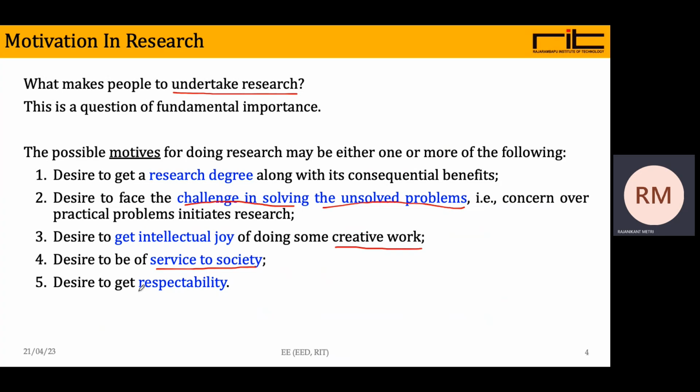And then the last one is to get respectability. When someone performs some kind of research, he gets recognition and appreciation. Along with that, he or she gets respectability in society. So these are some of the motivations, and for any researcher, one of these motivations will be there. In most of academia, we see that the degree is one motive, so that every faculty member or professor goes for research, completes it, and takes the degree.